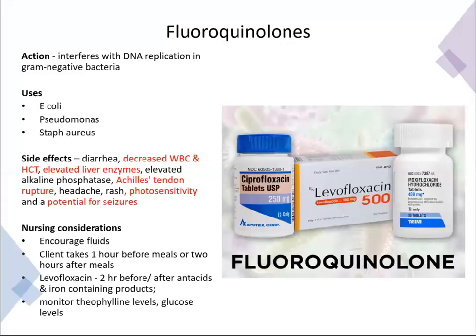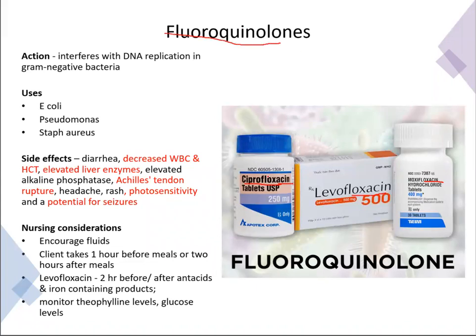The next class we'll look at is your fluoroquinolones. This interferes with DNA replication in gram-negative bacteria. What are examples of your fluoroquinolones? There's your ciprofloxacin. There's your levofloxacin. There's also your moxifloxacin. And if you notice, they all end in a similar suffix, floxacin. So that's one way to remember your fluoroquinolones.